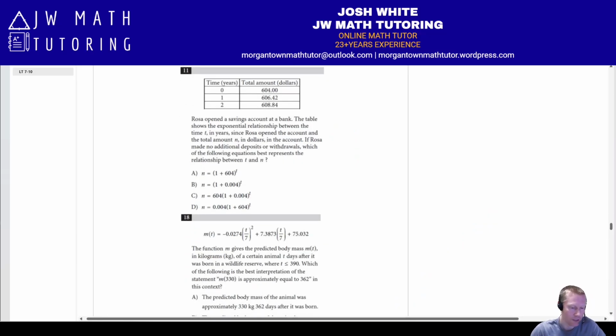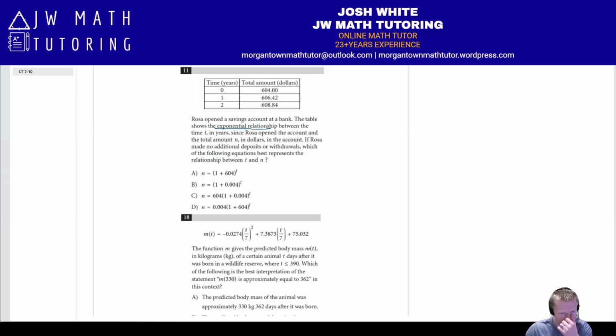All right, next up, question number 11. Here you have an exponential function that they're modeling, and I'll tell you right here, it's an exponential relationship. Basically they want to know which of these is the correct function that matches this situation.